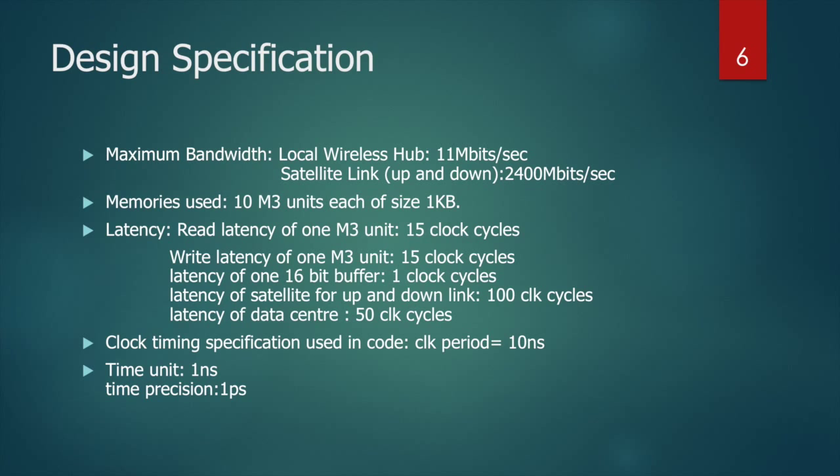As for latency, M3 takes a read latency of 15 clock cycles and a write latency of 15 clock cycles. The latency of one 16-bit buffer is 1 clock cycle. Latency of the satellite for up and down link summed up to 100 clock cycles, and the latency of the data center is 50 clock cycles. Clock timing specification used in the code: 1 clock period equals 10 nanoseconds. The time unit precision is 1 nanosecond per 1 picosecond.